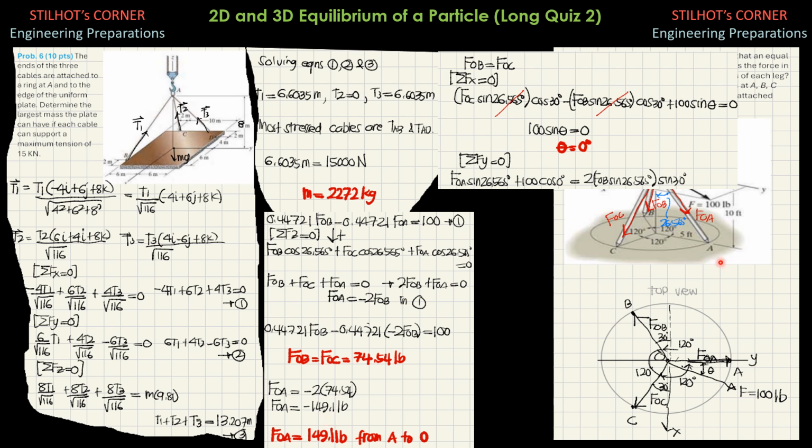So meaning it is opposite this direction. So FOA should be FAO. The force is directed from A to O. So FOA is 149.1 pounds from A to O.